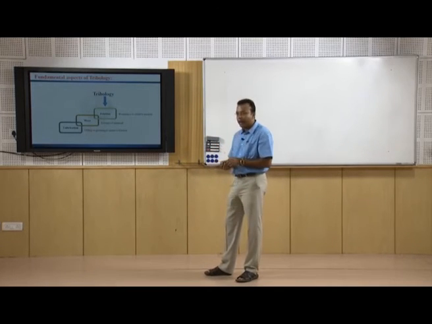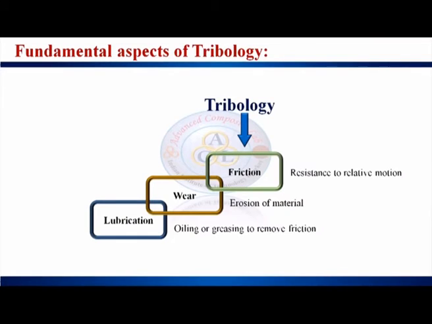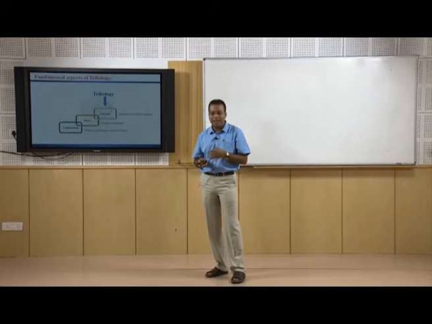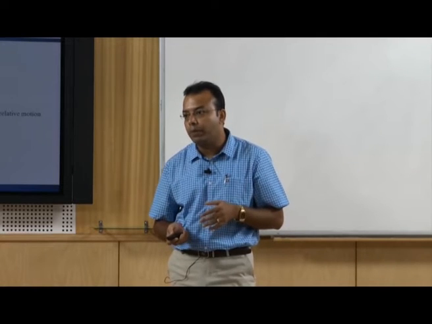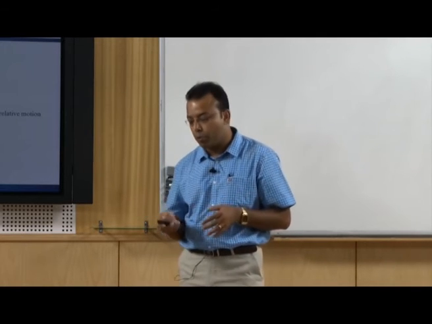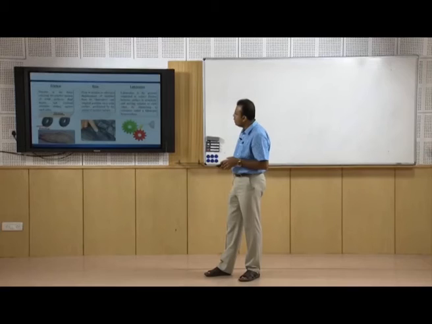Second one is wear. Wear is nothing but the material loss that takes place due to friction. And third one is lubrication. Lubrication is nothing but reducing the friction. By using lubricants like oil, grease, or any kind of slippery material, we can put it between the contact surfaces of these 2 mating parts, so that automatically they will be lubricated and the frictional force will go down.